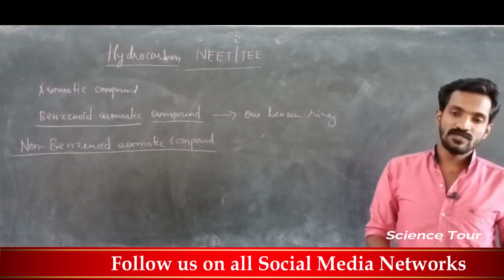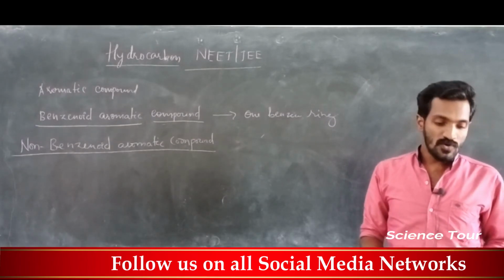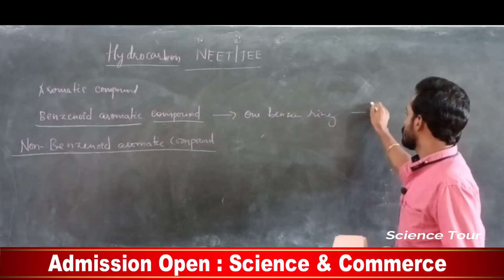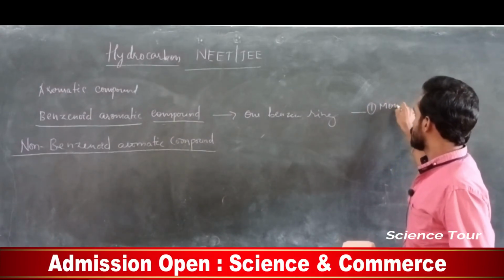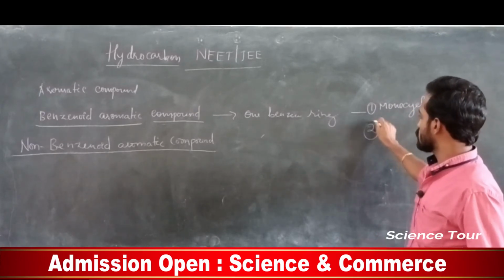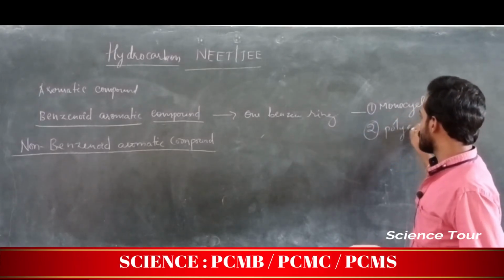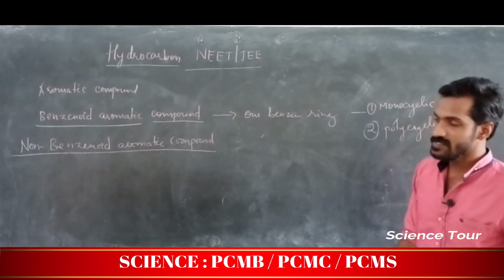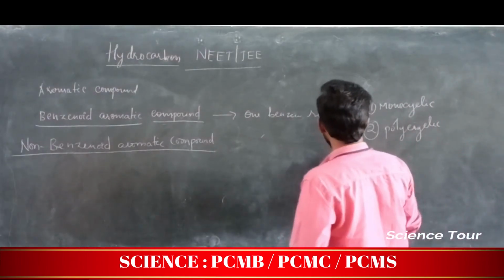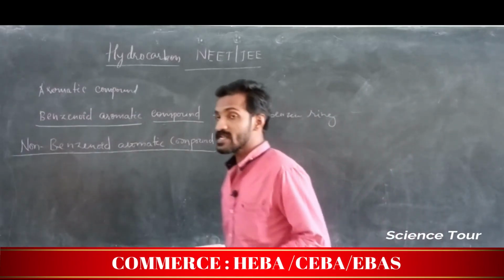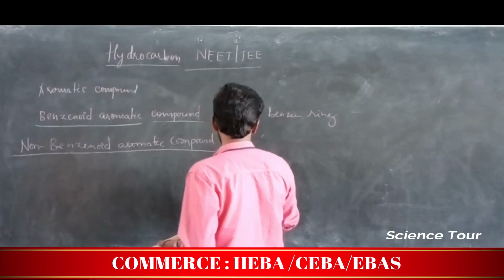In this benzenoid aromatic compound, monocyclic compounds are there. First we are discussing monocyclic, which means it contains only one benzene ring, and one more type is there, polycyclic benzenoid compound. Polycyclic means it contains more than one benzene ring. Understood? My dear students, first we are going to discuss monocyclic benzenoid compound. Monocyclic benzenoid compound means it contains only one benzene ring.